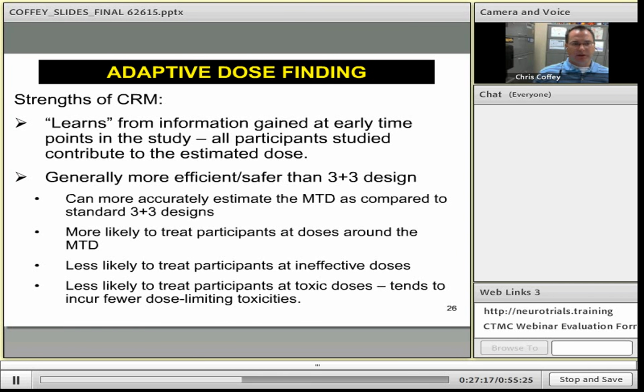Next slide, please. So the strengths of the CRM: one of the advantages of this is that it learns from information gained at early time points in the study. It uses all the data.